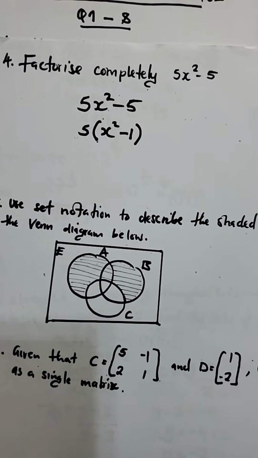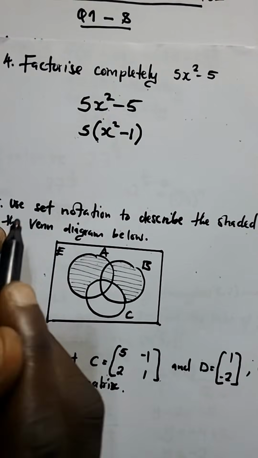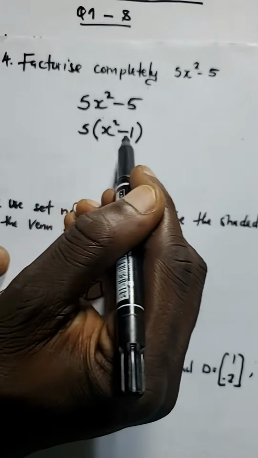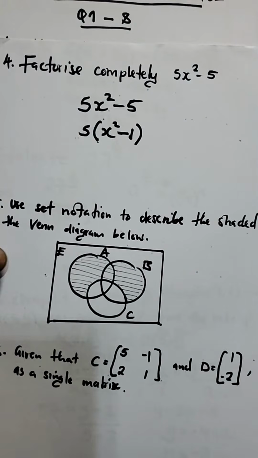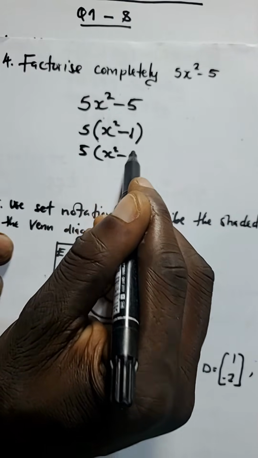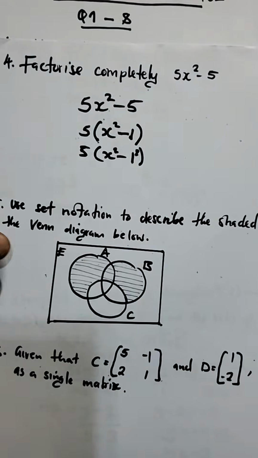Now check this, guys. When you look at what is inside the bracket here, it is a difference of 2 squares. How? Because 1 can also be written as 1 squared. 1 is a perfect square of 1. So it's the same as x squared minus 1 squared. So what is inside is a difference of 2 squares.